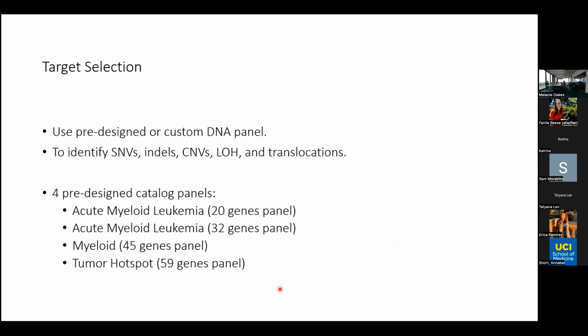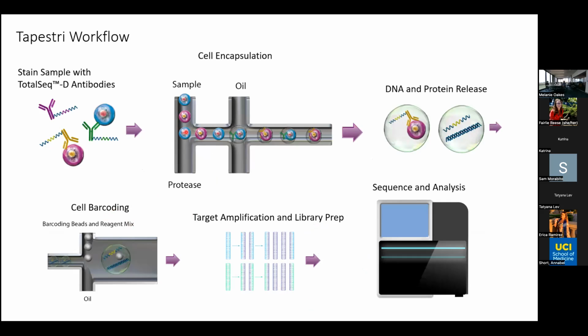And these are the different panels that they have for the DNA. This is not getting all of the DNA. It's a targeted DNA approach. So this is what the workflow looks like. We've stained the samples with antibodies. We then put them in that cartridge along with oil and a protease so that we release the DNA and the protein within the emulsion. And then we add barcoding beads in the second part of that workflow, and then we label them. So it's a 2-emulsion protocol.